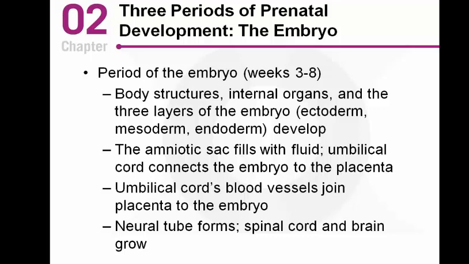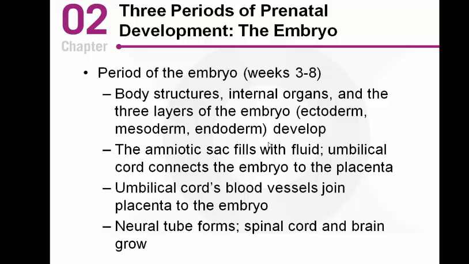So during the period of the embryo, a lot of really important development is going on, and so this is a time period where we want to be very cautious about things that could be potentially dangerous. We're going to talk about some things to avoid in a few minutes, but a lot of development is happening. If you think about the cells that are developing at this point in time, they're going to have to form into all of the different organs, the different structures of a body. And so there are three major parts of an embryo: the ectoderm, the mesoderm, and the endoderm, and they're going to have to form into all of the parts of a body.